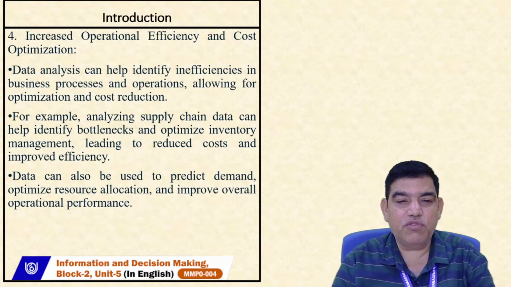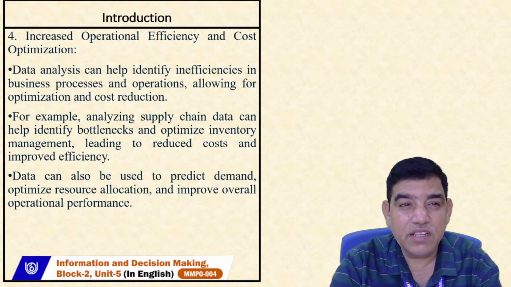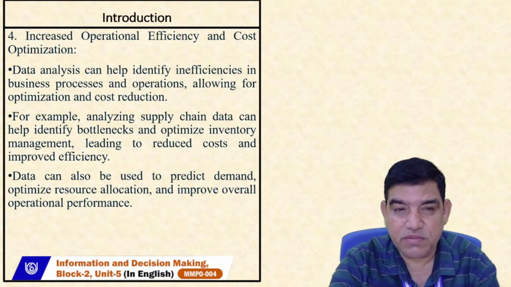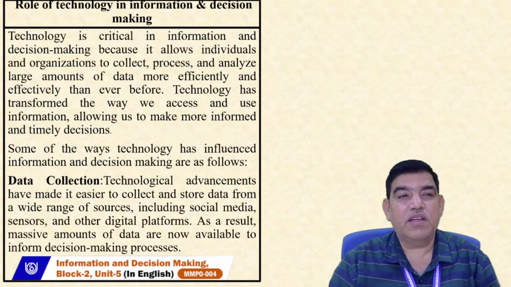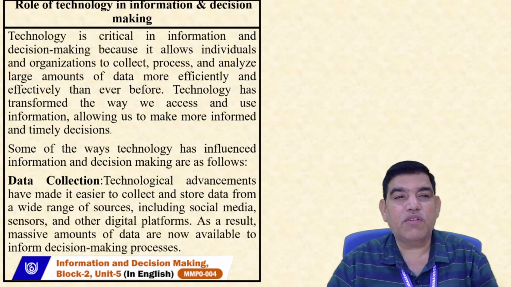Data can also be used to predict demand and optimize the resource allocation and improve overall operational performance. So as per the demand, we go for our resource allocation and also we improve overall operational performance. That is the meaning of this increased operational efficiency and cost optimization. Then the next concept is the role of technology in information and decision making.